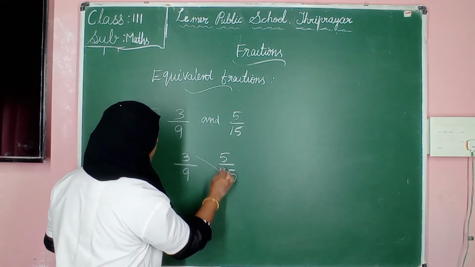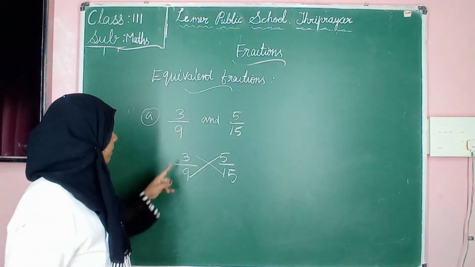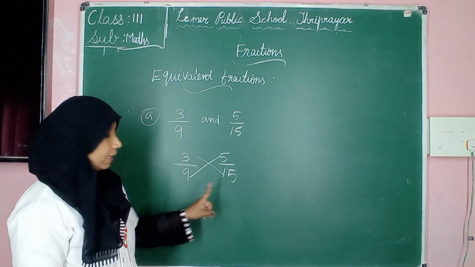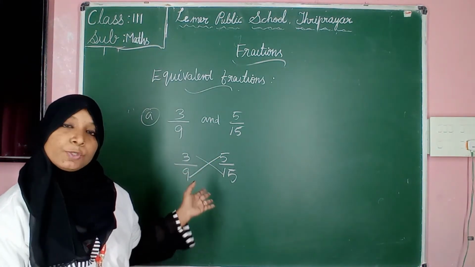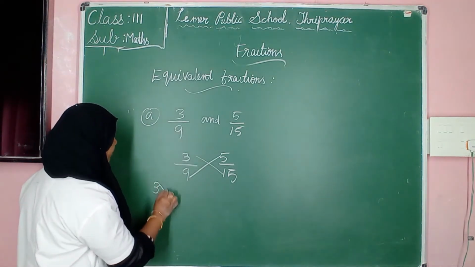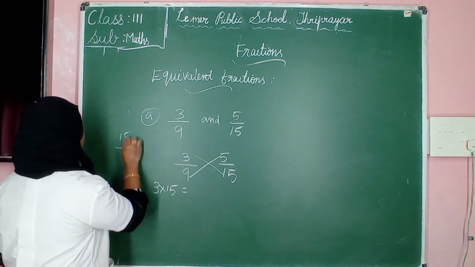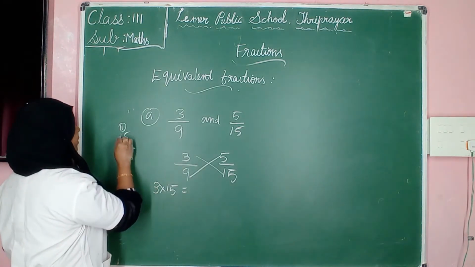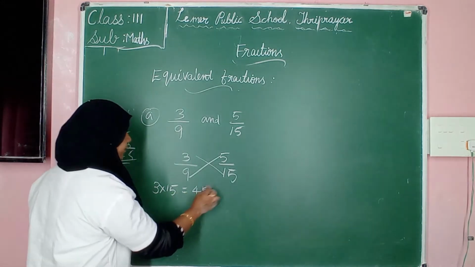Then cross multiplication. This is cross multiplication. Multiply 3 into 15 and 9 into 5. Both products are same. These two fractions are equivalent. So multiply 3 into 15 equals. What is 15 into 3? 15, 1 carry. For 3 into 1, 3 plus 1, 4, 45.